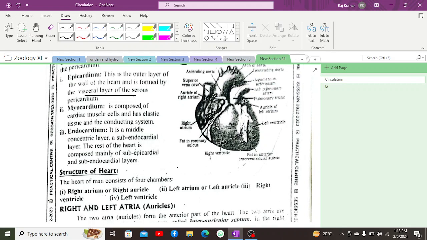Apart from that, when it comes to the endocardium, it is the innermost concentric layer, a subendocardial layer, and the rest of the heart is composed mainly of subepicardial and subendocardial layers. So it is a concentric layer, the subendocardial layer.